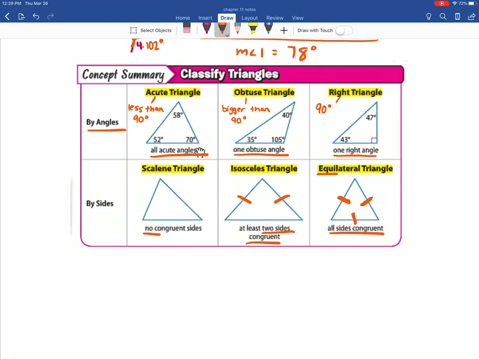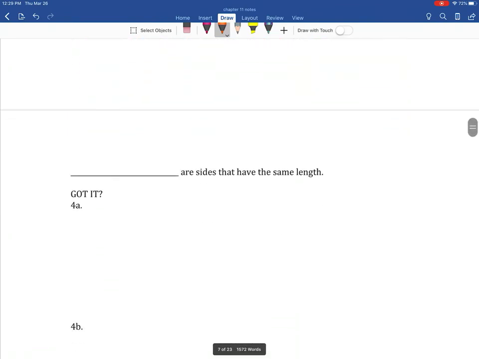You'll notice it has these little tick marks on it. That's telling me which sides are congruent. So scalene triangle, you'll notice it has none of those marks on it. No sides are congruent. Isosceles triangle, you'll notice it has two. Those two sides are congruent. And the equilateral triangle has the marks on all of them, which means all of the sides are congruent.